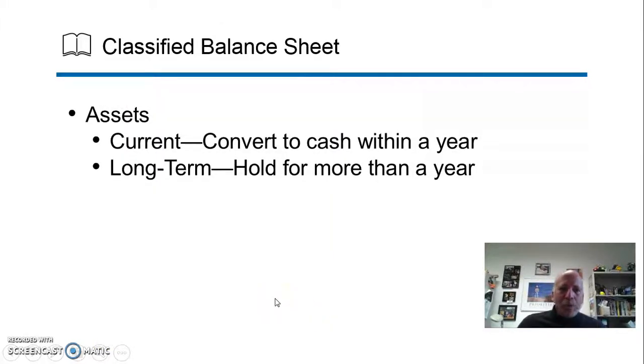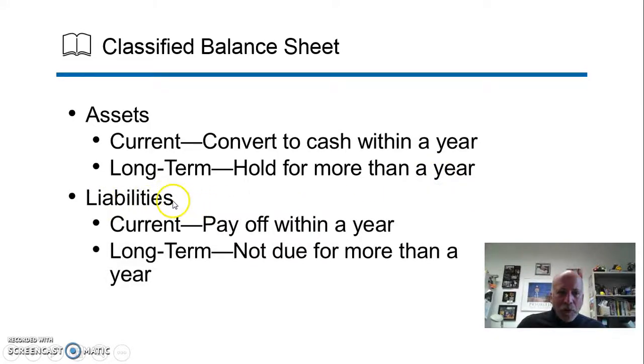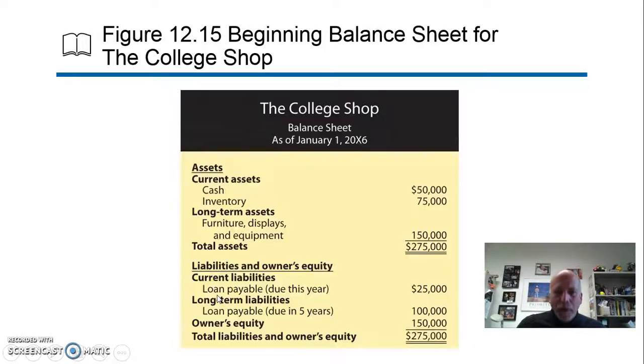Balance sheets are normally broken into two sections, current and long-term. So assets are current, those that we can change into cash in a year, and those that we have for more than a year. And the same is true with our liabilities: those that are due within the year, and long-term, those that are due in more than a year.